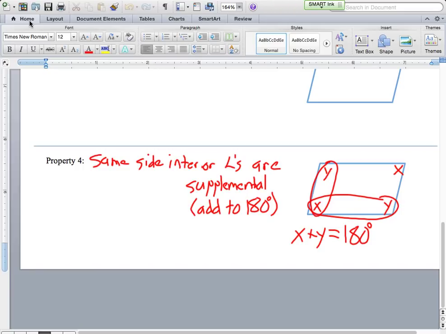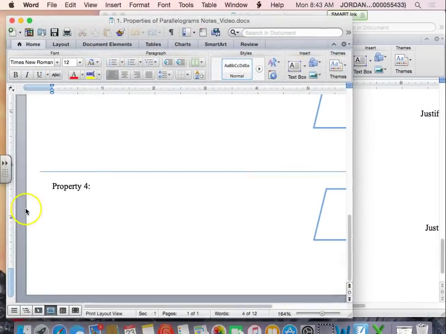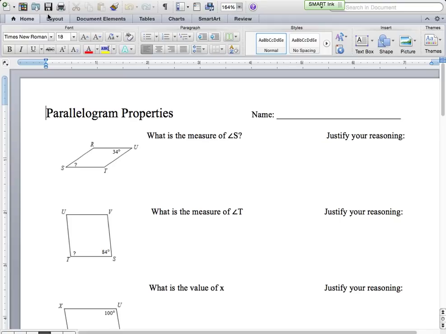All right, so let's do some practice problems. Okay, so with this parallelogram RSTU, we want to find the measure of angle S. Well, we can see this angle is 34, and S is the opposite angle. So we know angle S equals 34 degrees also. To justify our reasoning, we can say that opposite angles are congruent. So that's all you have to say for your reasoning.